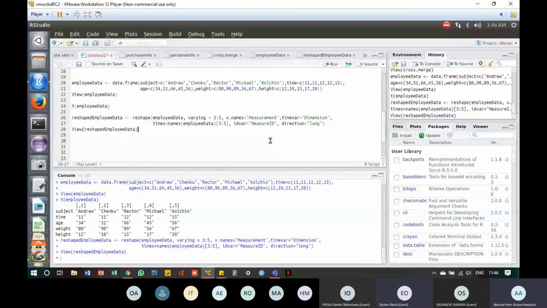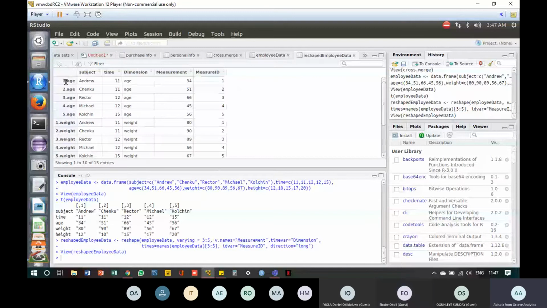I understand that the first argument is the table you want to reshape. Then, varying 3 to 5. Varying 3 to 5 is the third column to the fifth column, age to height. Do you understand that one? Okay, yes, that's fine. So that's why you have your mapping to age, weight, and height alone. If you see here, do you understand that one? Okay. And then another thing here is v.names, variable.names, which is measurement.